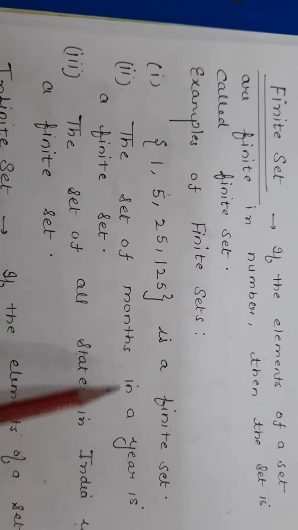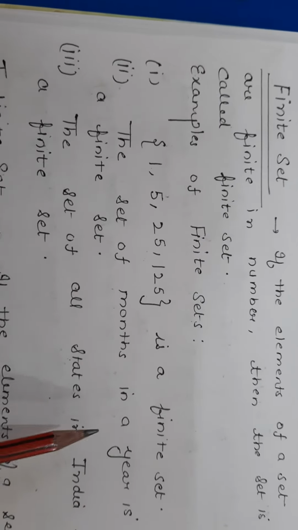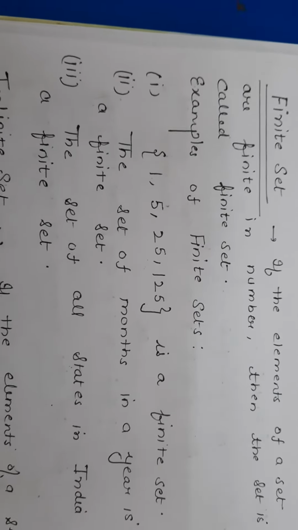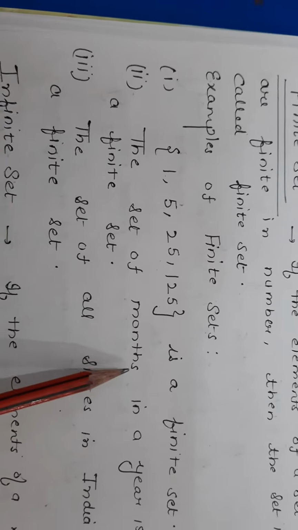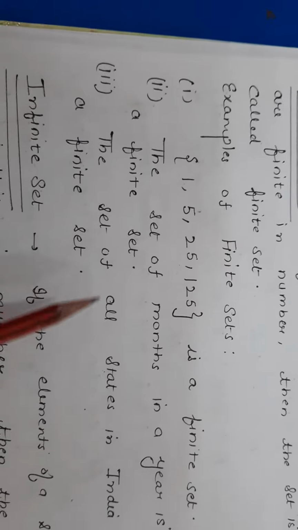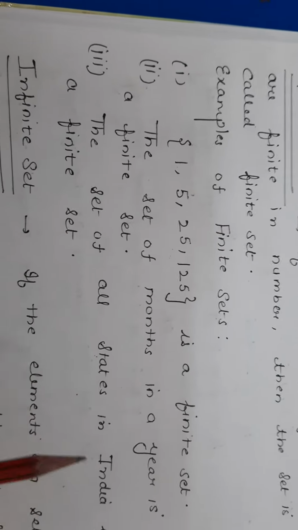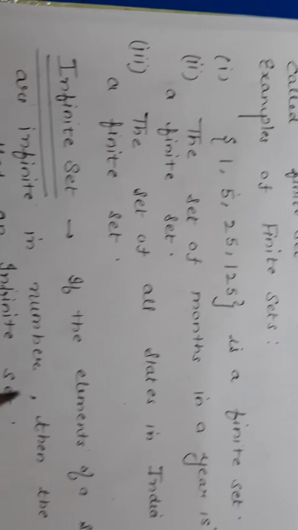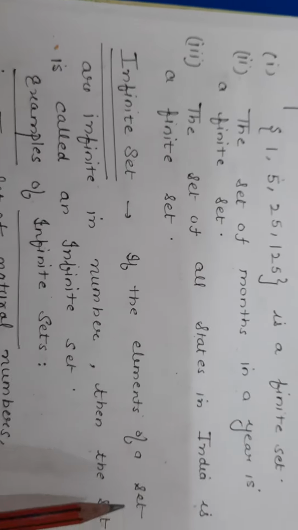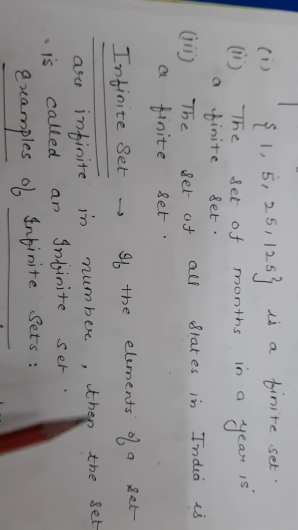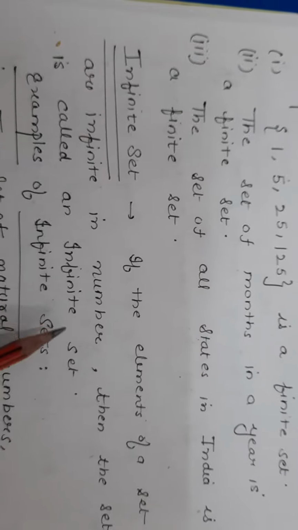The set of months in a year is also a finite set, because we know that the number of months in a year is 12, so this is also an example of a finite set. The set of all states in India is also a finite set. The second set is the infinite set. If the elements of a set are infinite in number, then that set is called an infinite set.